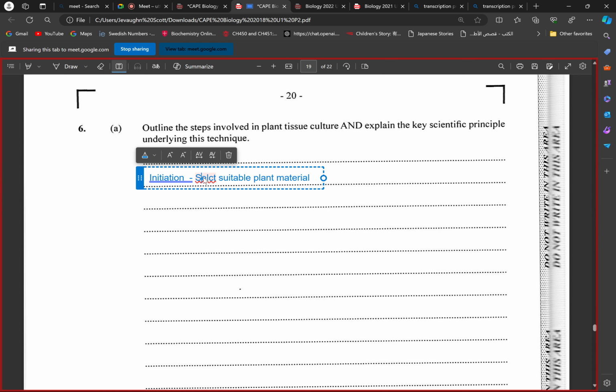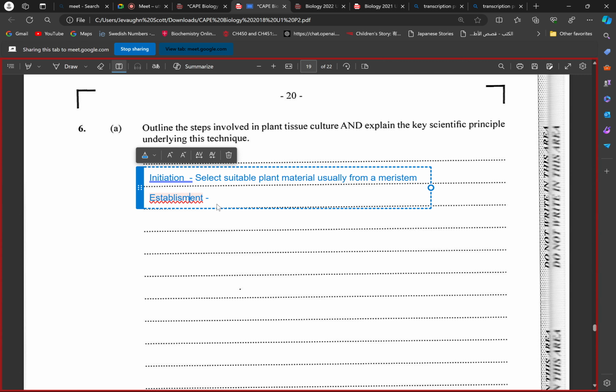All right, so we're selecting suitable plant material. Usually it's from a meristem, some type of tissue that contains some type of growth, not growth factor, but stem cells, right? Looking at something like that, then establishment.